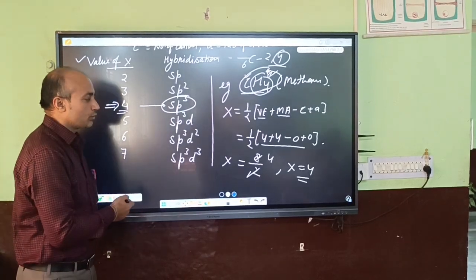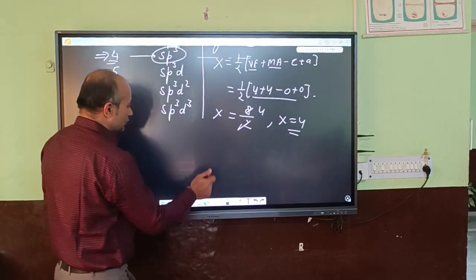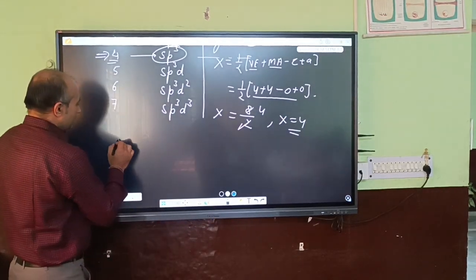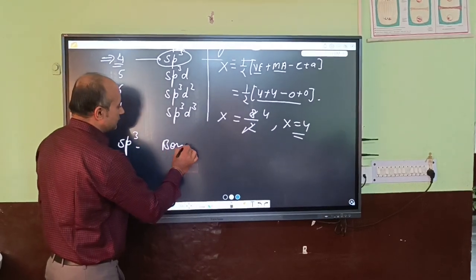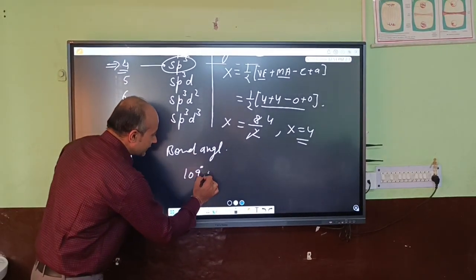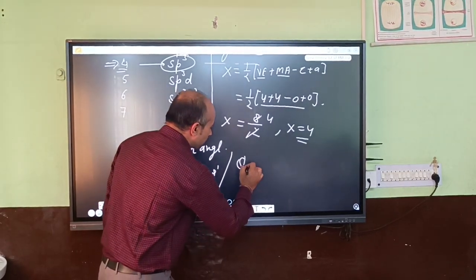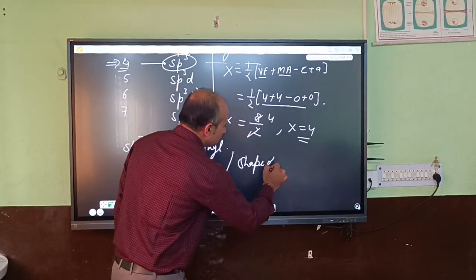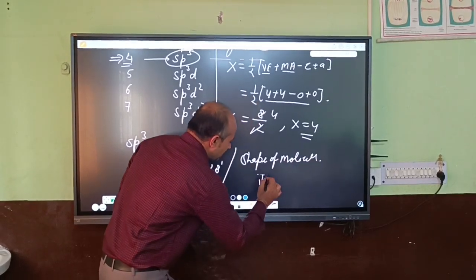If you know the hybridization, then you also know other things. If the hybridization is sp3, then the bond angle is 109 degrees 28 minutes, and the shape of the molecule is tetrahedral.